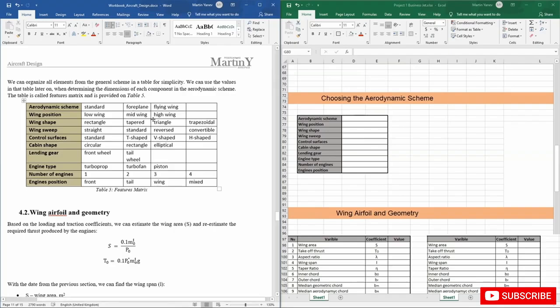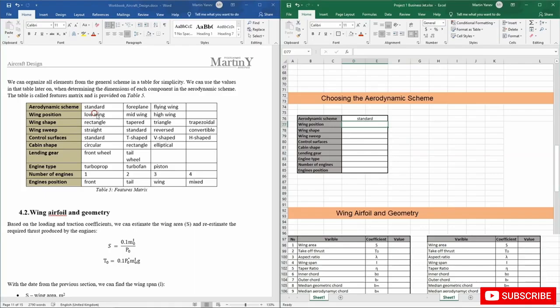First we will need to choose the aerodynamic scheme. From this table I'm going to choose certain parts for our aircraft, and then I will record them in the table inside the Excel. Then we're going to import the table from the Excel into our Word document, so our project is completed. So firstly, the aerodynamic scheme that I'm going to choose is the standard. So I choose a standard scheme.